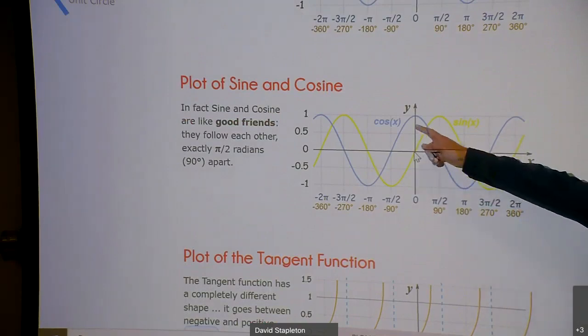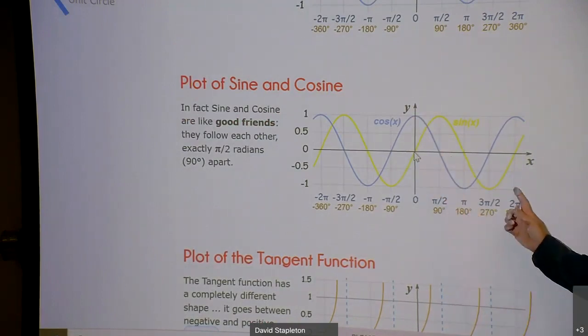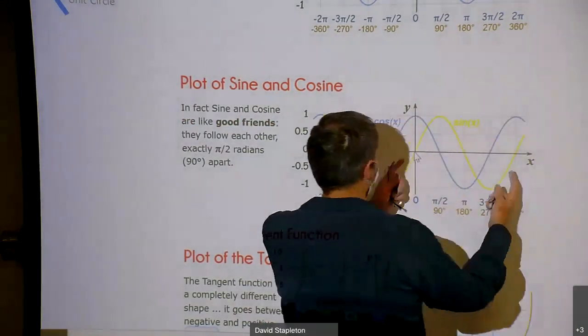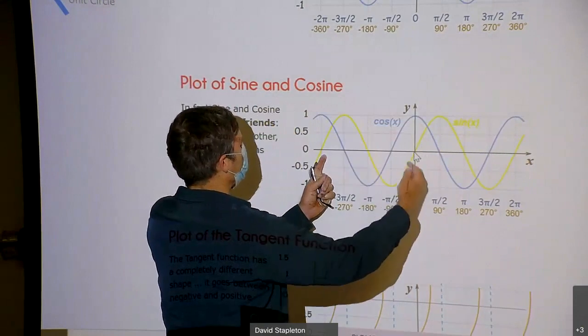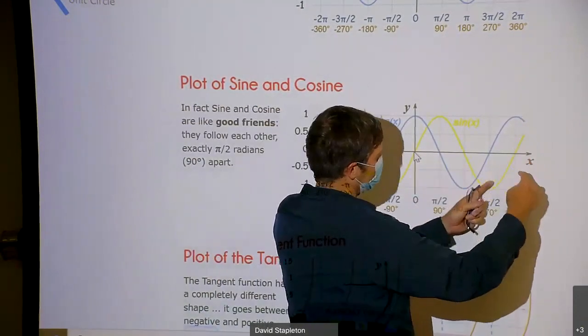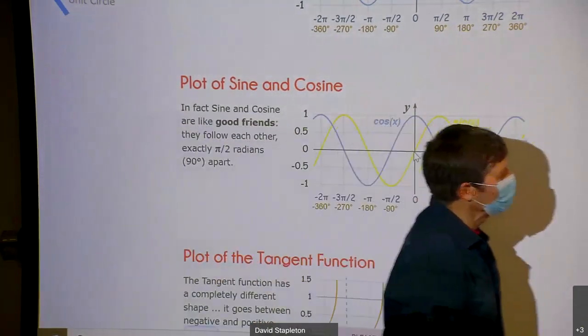So the cosine is just 90 degrees back, or pi over 2 units back from the sine. And as you can see, it's most common to plot these in radians. So here's from 0 to 2 pi, the sine function. It looks exactly like from minus 2 pi to 0, and exactly like minus 4 pi to minus 2 pi, and from 2 pi to 4 pi, if we plotted it. Right. So those are the graphs.